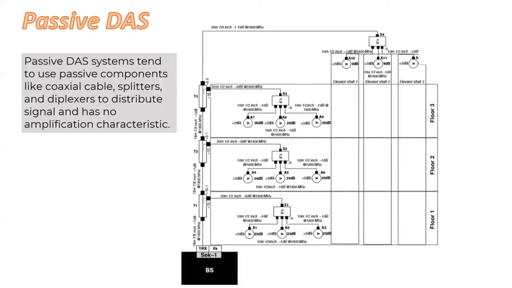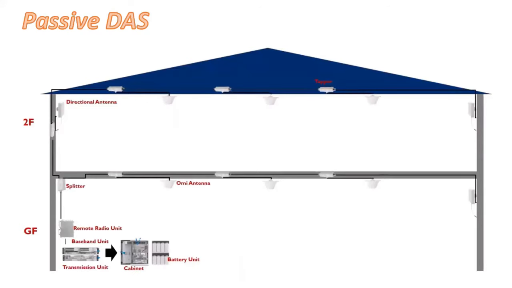So this is a typical solution of a passive DAS. When we call it passive DAS, it means we are using passive components. You do not require power to make it work. So passive DAS systems tend to use passive components like coaxial cable, splitters, and duplexers to distribute the signal, as they have no amplification characteristic. So here is an example of passive DAS.